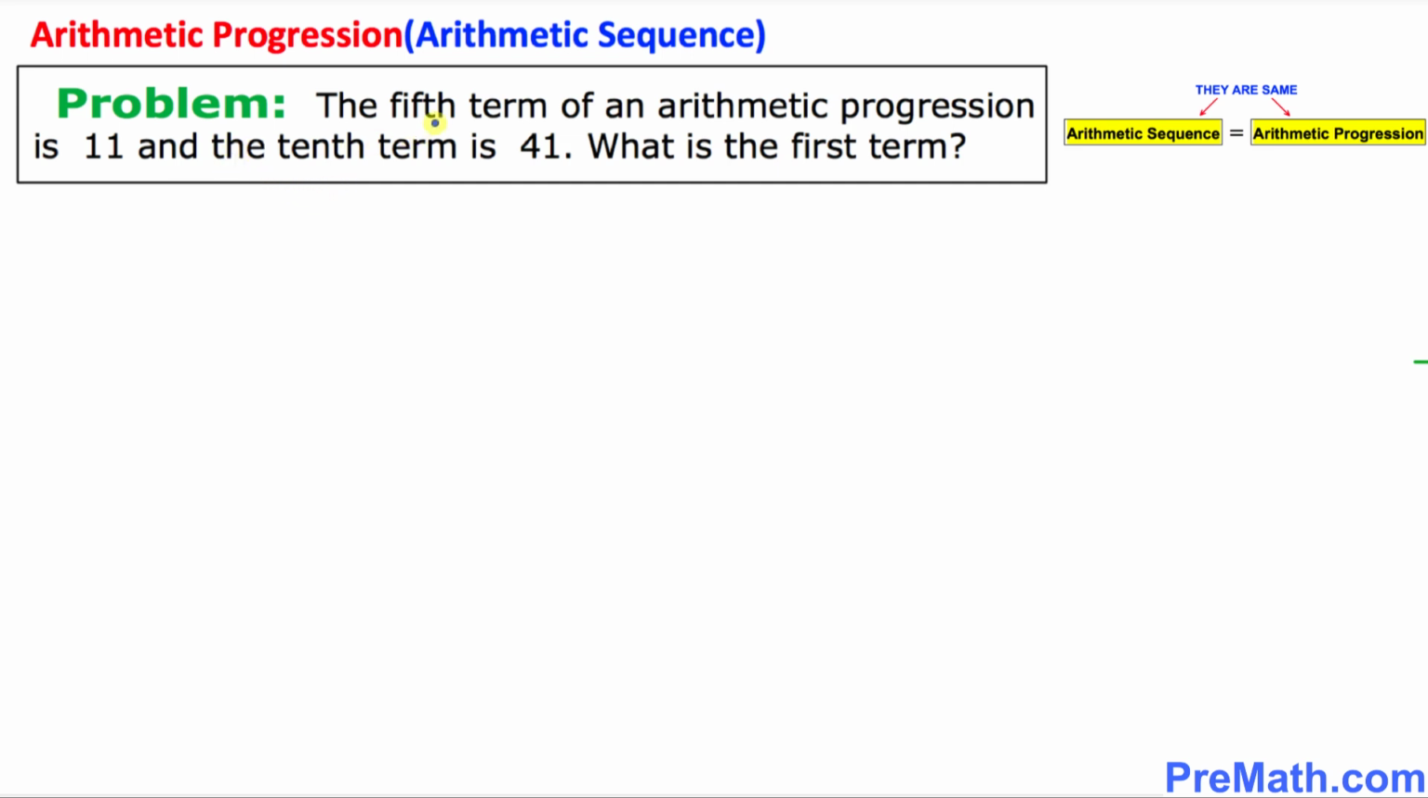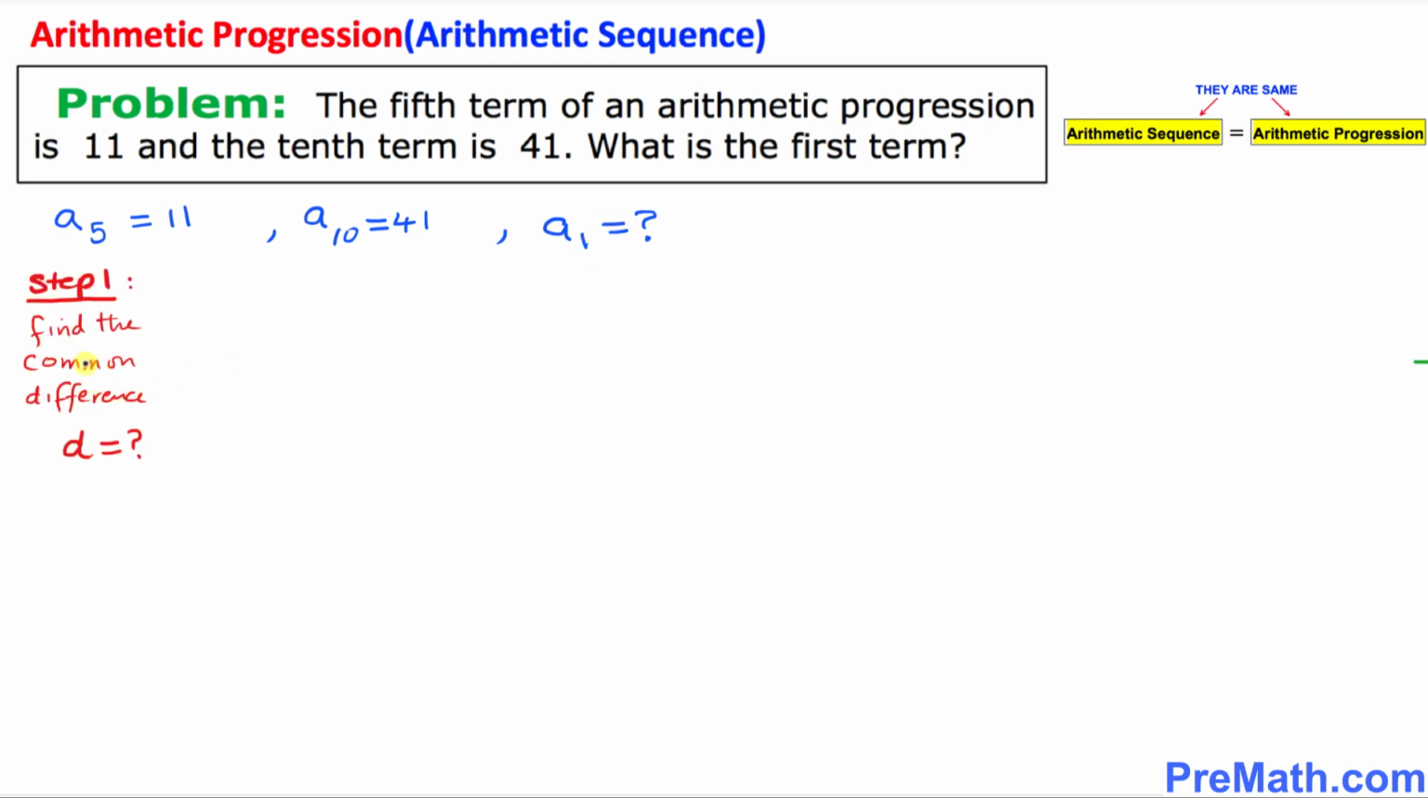It states the fifth term of an arithmetic progression is 11 and the 10th term is 41. Find the first term. So what has been given to us, we know that the fifth term means a sub 5 equals 11 and a of 10 equals 41, and we want to find the first term. As I told you before, a of 1 represents the first term, so we have this much given and this is what, a of 1, we want to find.